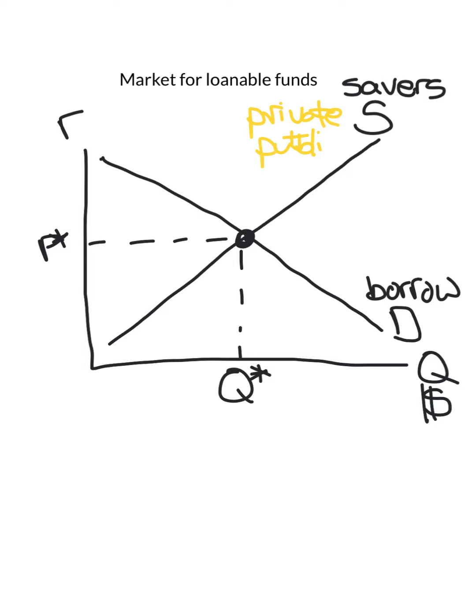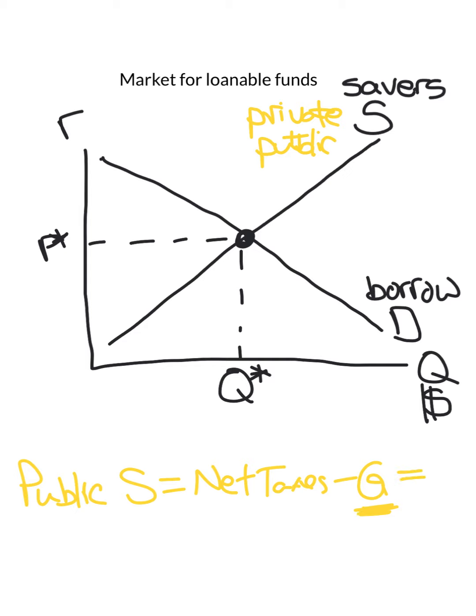So what the government may or may not be saving. And when we consider public savings, that is the difference between the net tax revenue that the government collects and how much the government spends on goods and services. So the capital G in our GDP equation, right? And this could be equal to 0, meaning that the government's running a balanced budget.